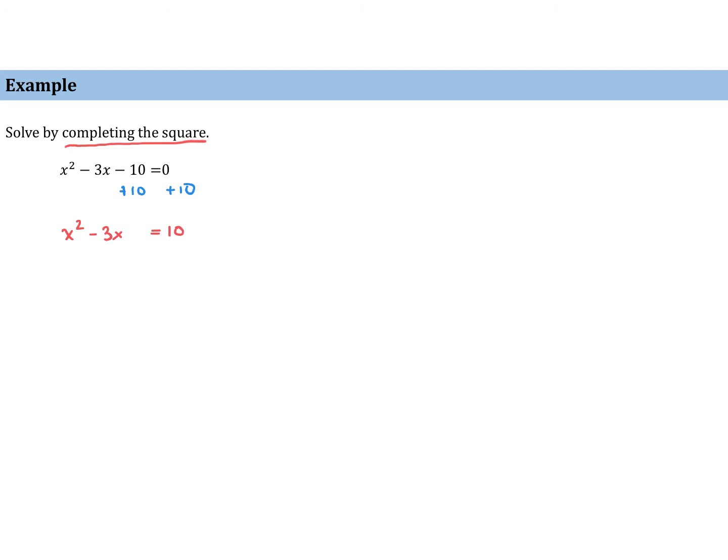Now the question is, what do we add in order to complete the square? We take the negative 3, divide by 2, and square it. So x squared minus 3x plus, now if we square negative 3 halves, we get positive 9 fourths. But we've just added 9 fourths to both sides to balance.